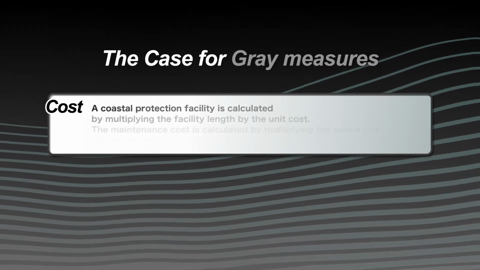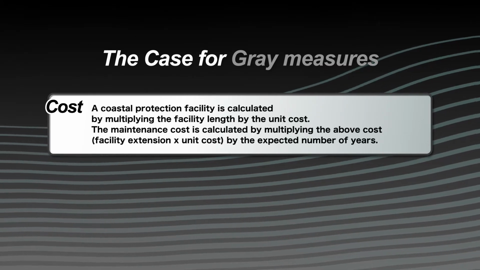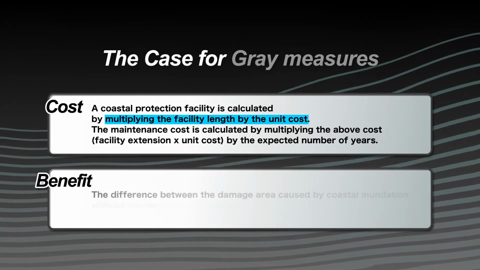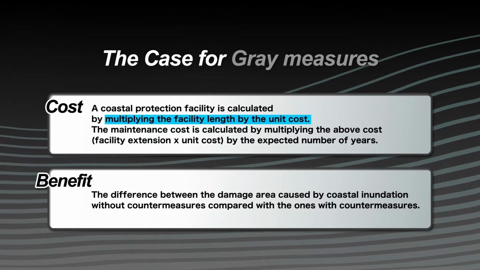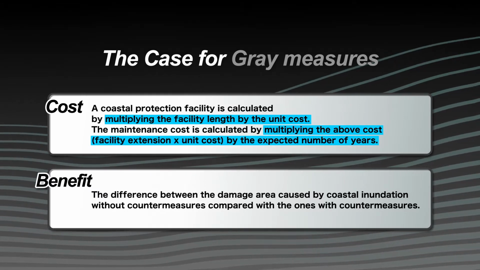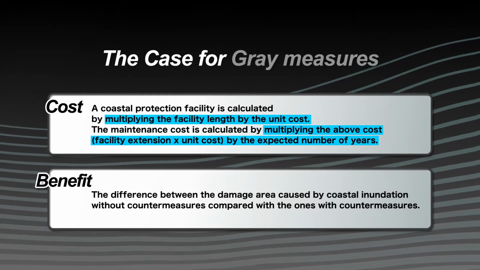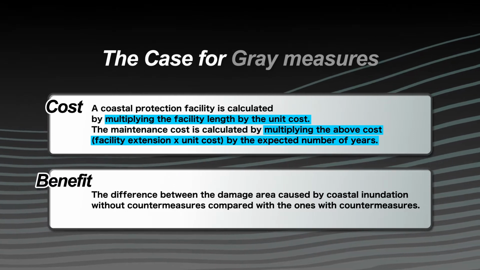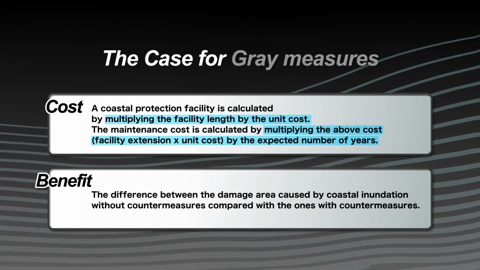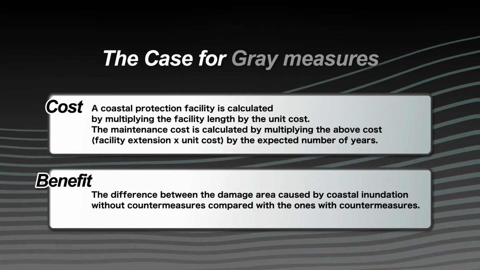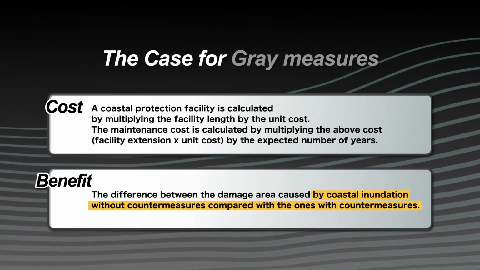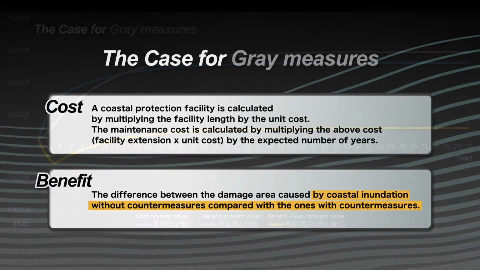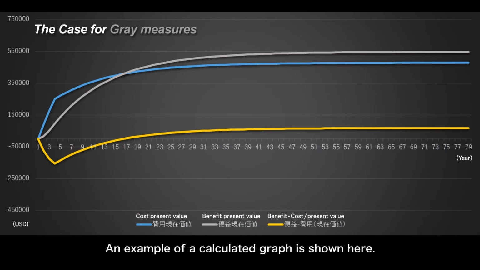The cost of constructing a coastal protection facility is calculated by multiplying the facility length by the unit cost. The maintenance cost is calculated by multiplying the above cost by the expected number of years. The benefit amount is the difference between the damage area caused by coastal inundation without countermeasures compared with the ones with countermeasures. An example of a calculated graph is shown here.